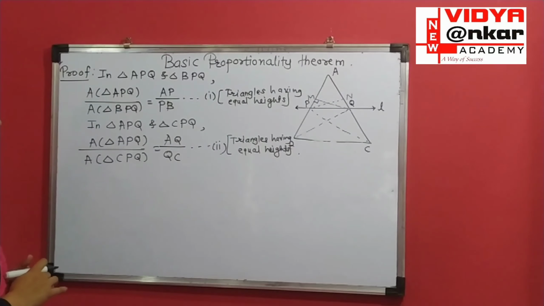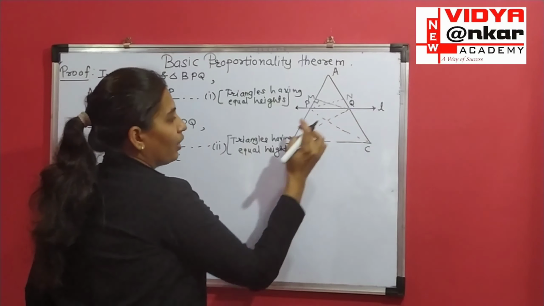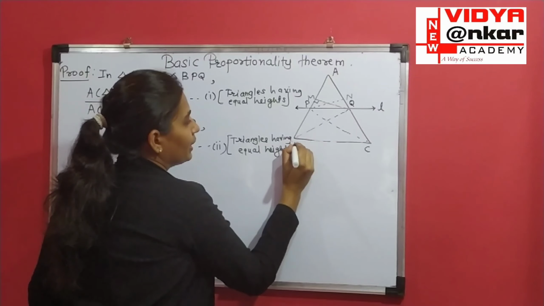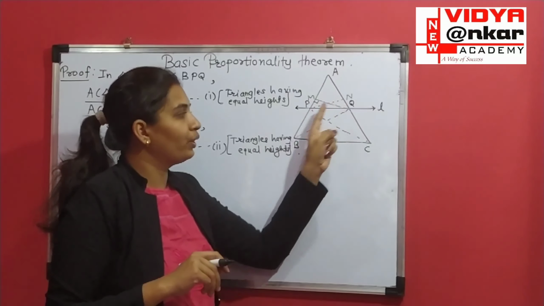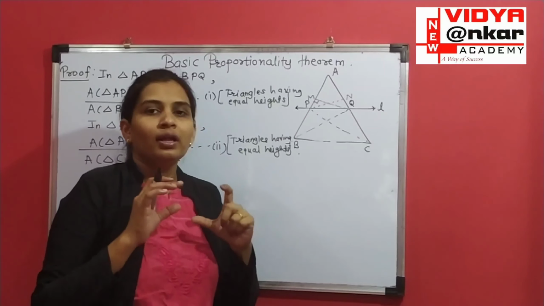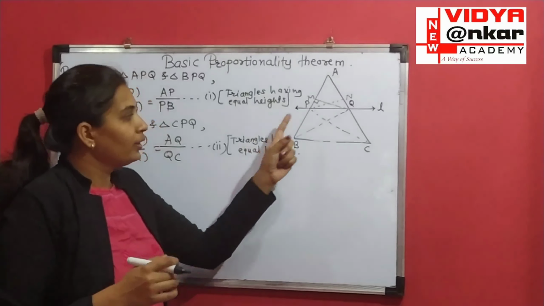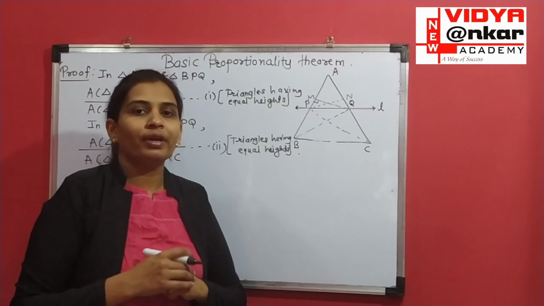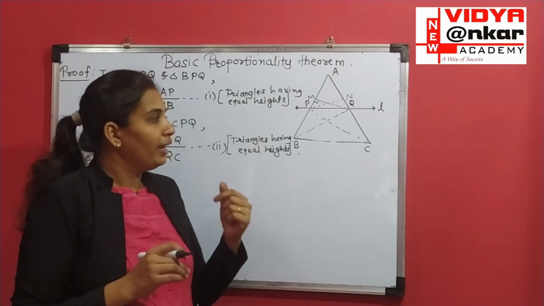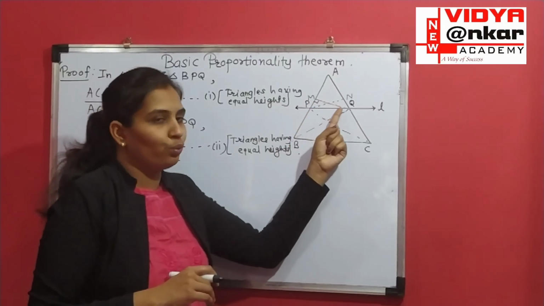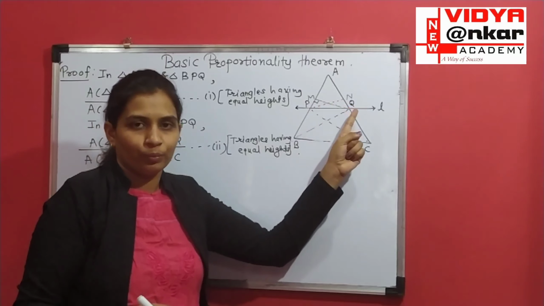Okay. Now students, this line is parallel to side BC and both triangles BPQ and CPQ lie between these parallel lines. So their ratio of areas will be 1:1. It means area of triangle BPQ will be equal to area of triangle CPQ.